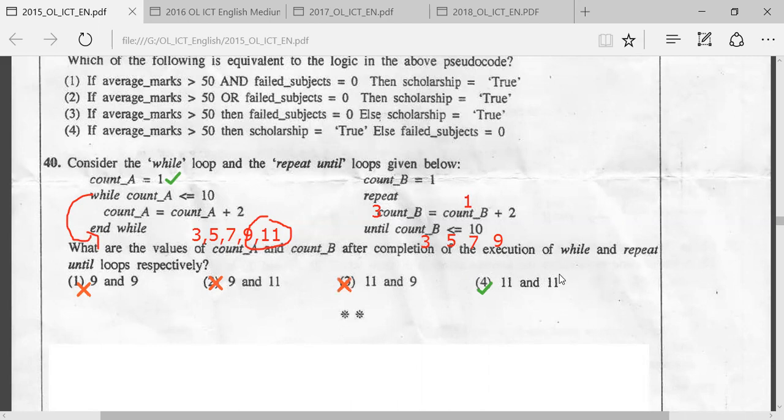Any doubts you can ask. If you are having any doubts, you can ask now. Right.